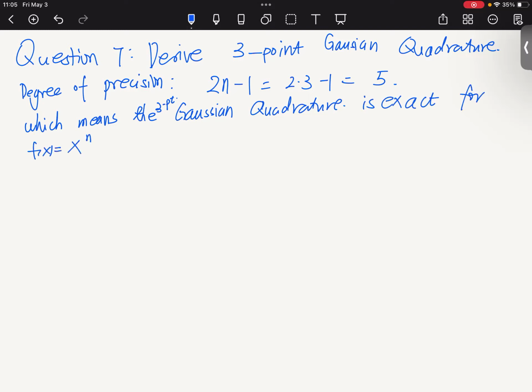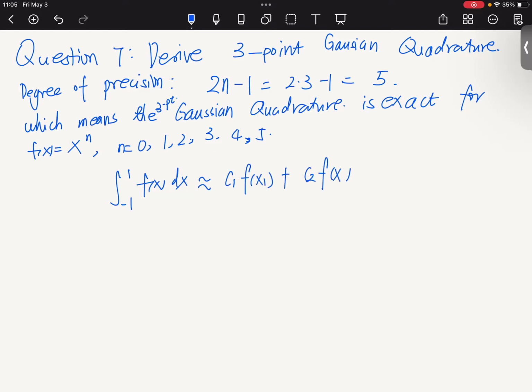So if we plug f(x) into that formula, it should be exact. And what is the formula? It is the integral from -1 to 1 of f(x) dx. This is the integral we want to approximate with the Gaussian quadrature rule, which is just C1 f(x1) and so on. We have 3 nodal points and 3 corresponding coefficients. We want to know C1, x1, C2, x2, C3, x3. And this is question 7.